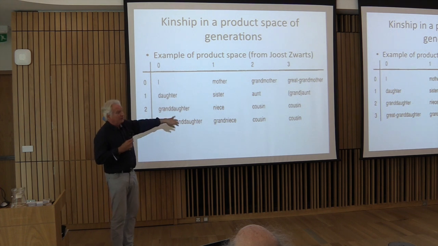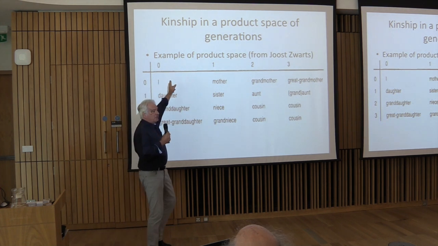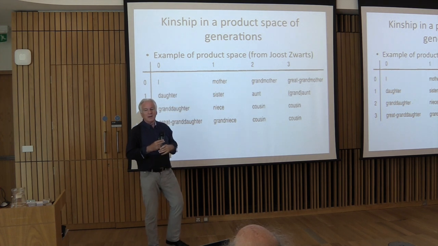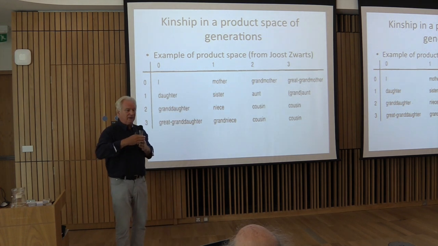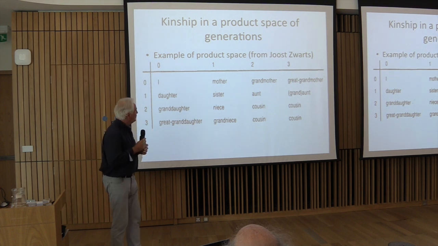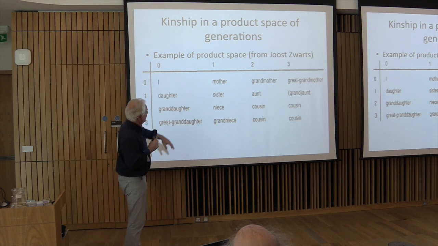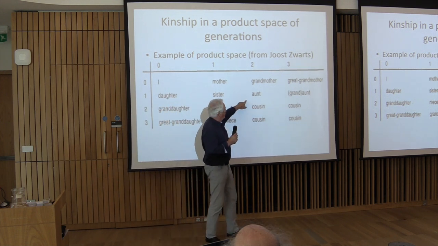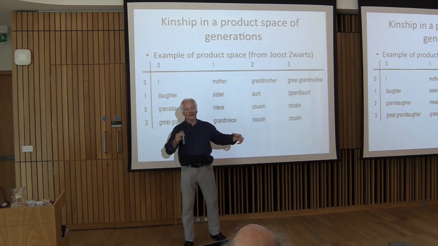And by the way, this is only done for the female part of it. And then you have generations before you, your mother, your grandmother, and so on. Joost Swartz's idea is to look at these two dimensions as a product space. And then you see that this is English. And you get cousin here.